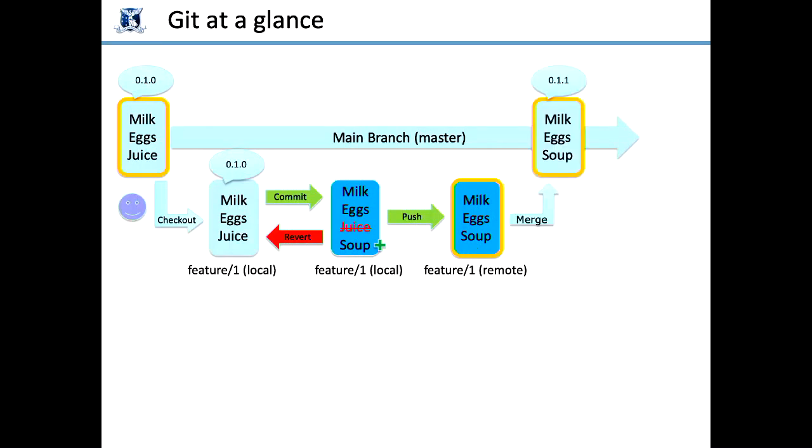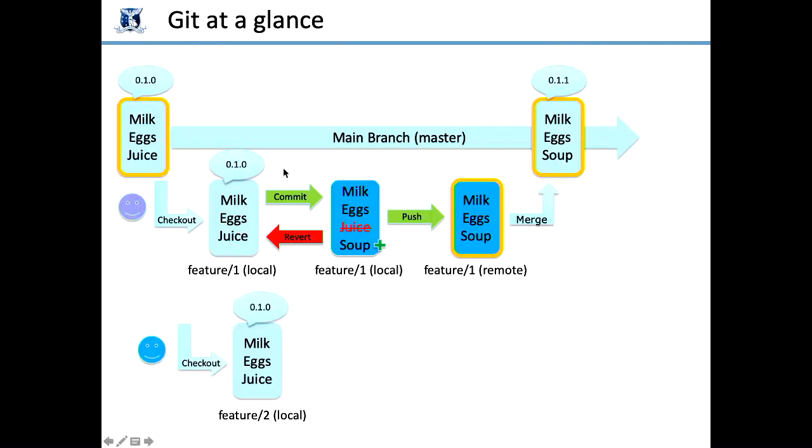Then he decided to create a merge request or pull request to merge his change into the main branch. When you create a pull request, other people can review it. If everyone agrees, then you can merge back to the main branch. Now the main branch became milk, eggs, and soup. And the version is 0.1.1.